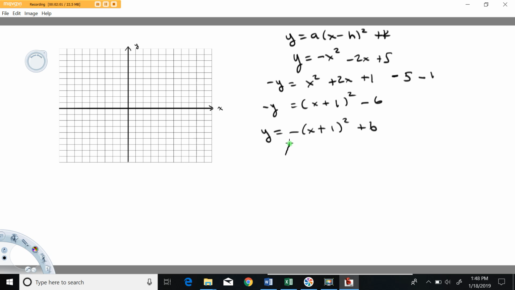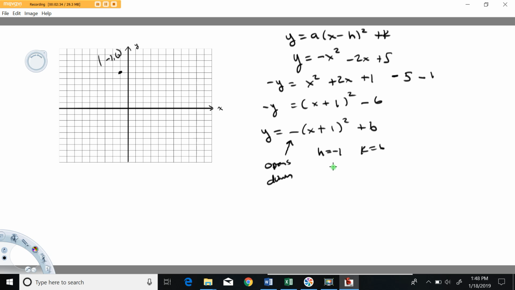All right, this tells us that this parabola opens down. If I compare x plus 1 to x minus h, I see that h is minus 1. And then I'll compare k to 6, so k is 6. So this tells us that the vertex is at the point minus 1, 6. So I'll go to my graph, minus 1, 1, 2, 3, 4, 5, 6. Right, there's my vertex.